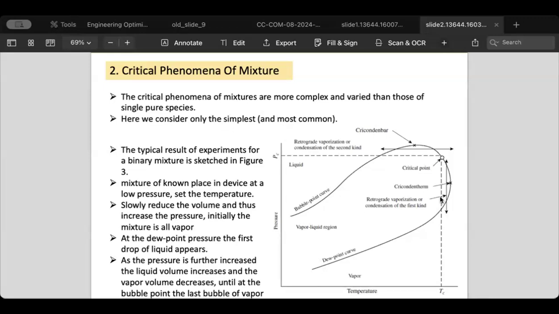When the temperature is below the critical temperature, we pass the dew point once and we pass the bubble point once. But once the temperature is above Tc, we pass the dew point curve twice, right?